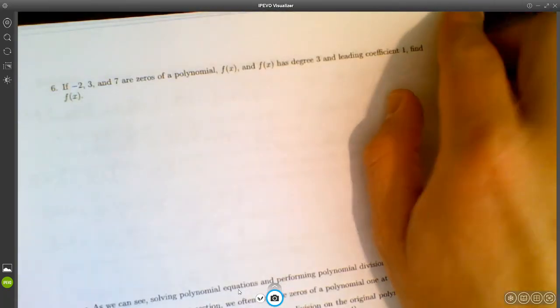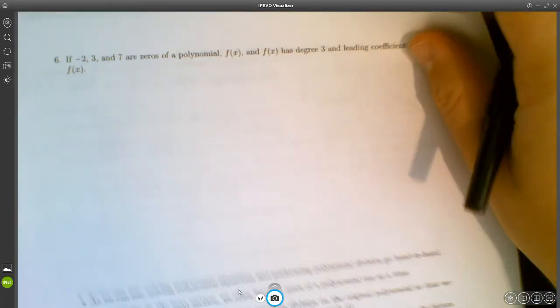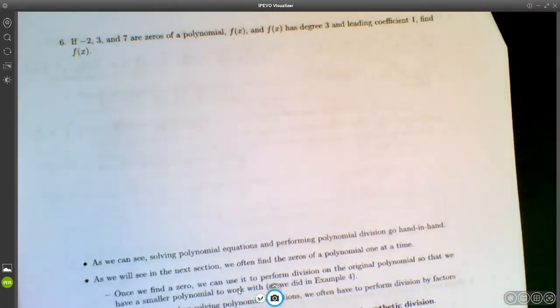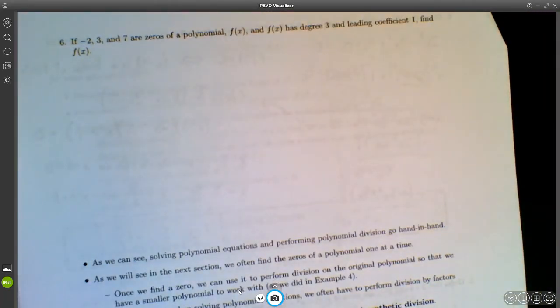Okay, so you can see, polynomial division and the factor theorem and all of that stuff, it's good stuff. It's good information. It helps us to do a lot of good work with polynomials. Let me give you one more example. This one says, if negative 2, 3, and 7 are zeros of a polynomial, f of x, and f of x has degree 3 and leading coefficient 1, find f of x.